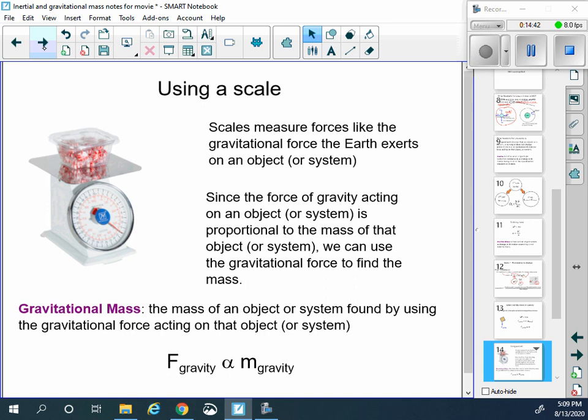If I'm finding an object's mass by way of net force and acceleration, I'm finding inertial mass because I'm going to see how well that mass resists the influence of a force or an external force. If I am dealing with how this relates to the force of gravity, I'm dealing with gravitational mass.